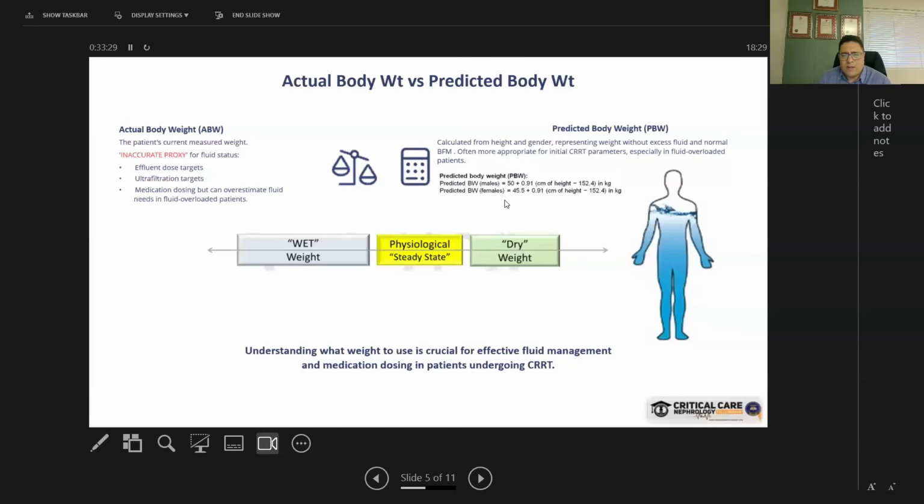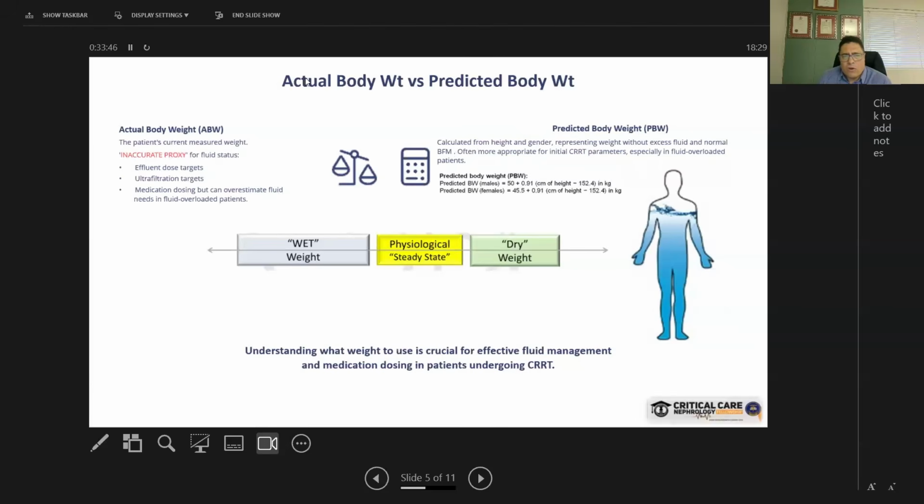These are examples of how it's done. And in many more recent papers it has been described as possibly the more preferred body weight to use, if you are able to get these basic height and weight calculations of the patient.